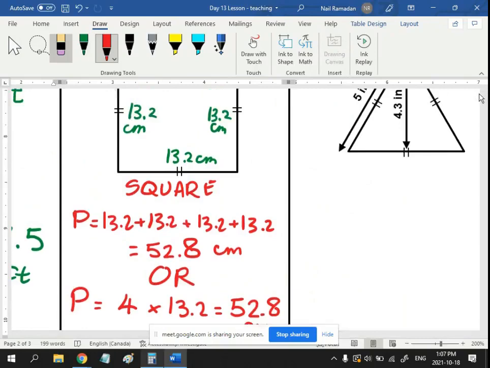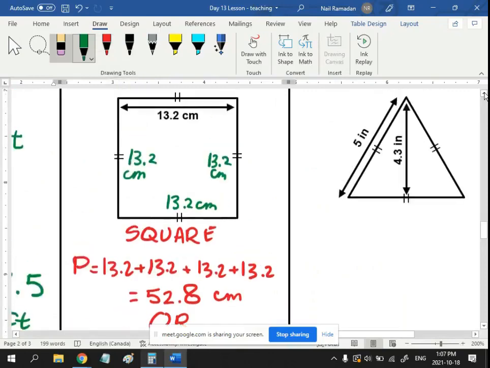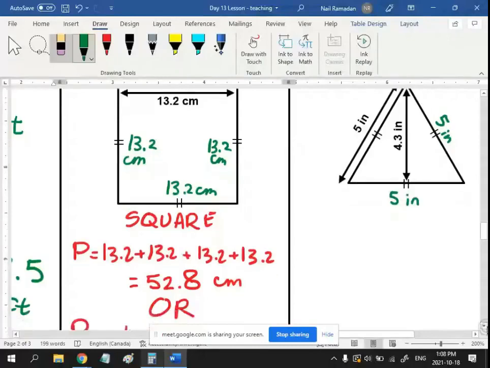What's the last shape? What can you tell me about the 3 sides of this triangle? Are they different or are they all equal? Anyone? All sides are equal because the same symbol, same symbol, same symbol, which means 5, 5, 5. So I'm going to put 5 inches here and 5 inches here. Perfect. So this is a triangle.